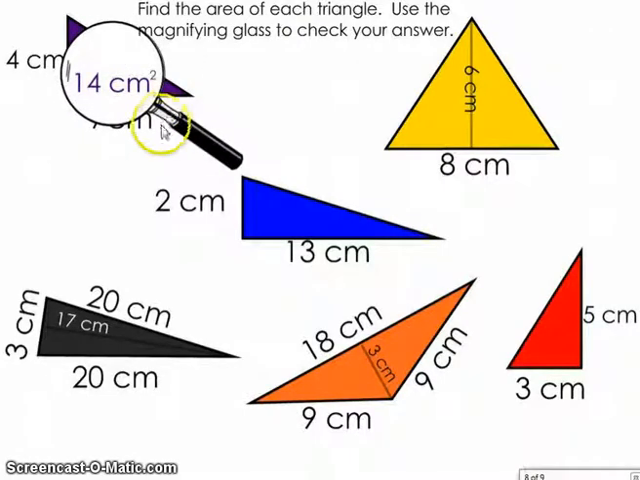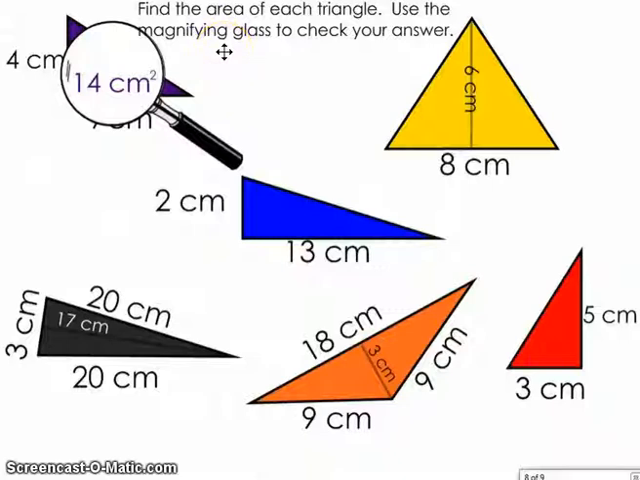Now, on your paper and in your notes, I want you to make sure that you show your work. You will hear me say this over and over this year. You need to show your work. You cannot just write an answer. I need to see what you're thinking on paper. So on your paper, you're going to write out 4 times 7 equals 28. Then you're going to take 28 divided by 2, and that equals 14.